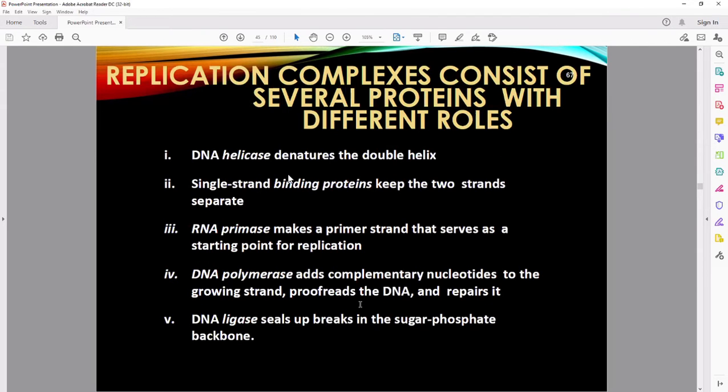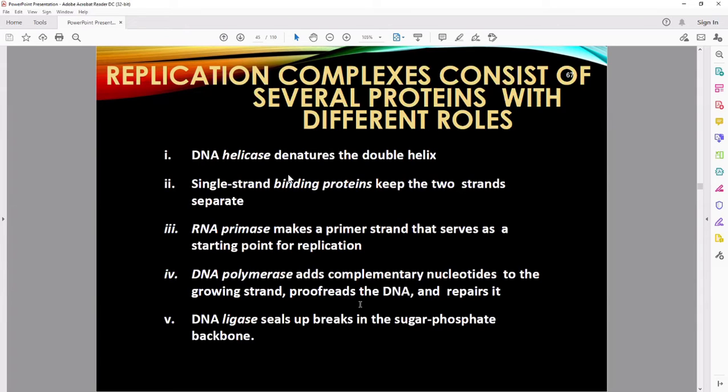So helicase. It unwinds the double helix. What does helicase do? It unwinds the double-stranded DNA and separates the two strands. There is a single-stranded binding protein, SSB, that keeps the two strands separate. So the DNA helicase comes in and unwinds the DNA, and the single-stranded binding protein keeps the two strands separated.